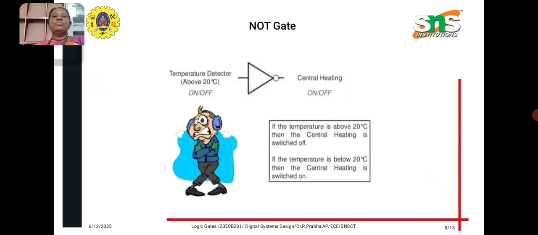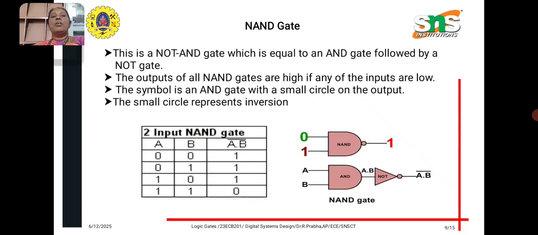An example of NOT gate is a temperature sensor connected to central heating. The temperature sensor is at the input side, and the central heating switch is at the right side. The threshold value is taken as 20 degrees Celsius. If the temperature detector shows above 20 degrees Celsius, then the central heating is switched off, otherwise it is on. So this is the example for NOT gate.